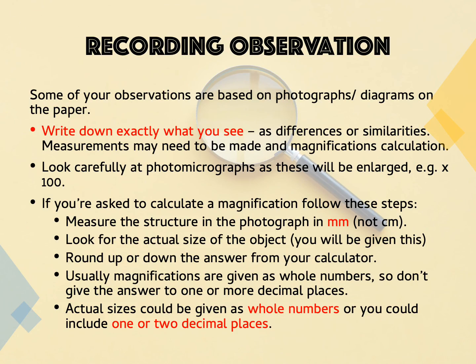When the question requires you to record an observation, remember to write down exactly what you can see based on the photograph or diagram on the paper. Some of the students tend to describe the color of the plant or animals, whereby the photograph or the diagram doesn't show the color. Remember to describe the differences or similarities clearly based on the photograph or diagram.